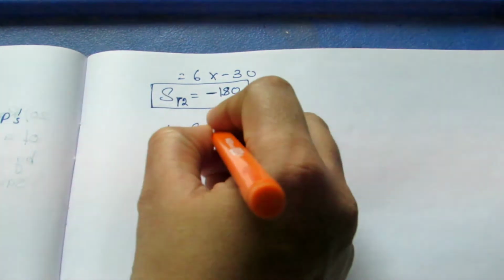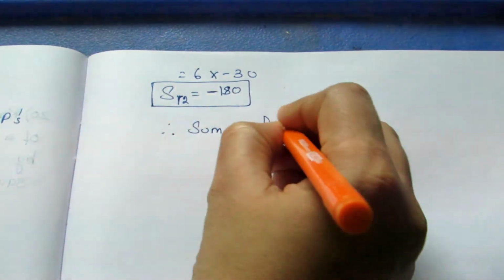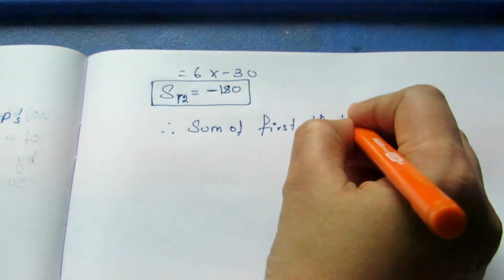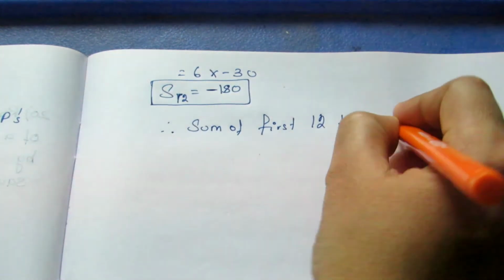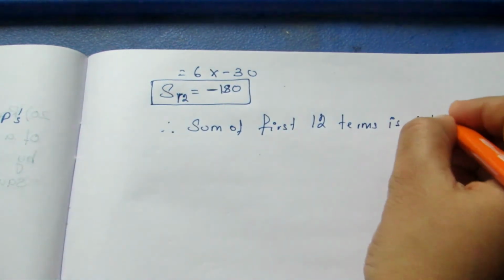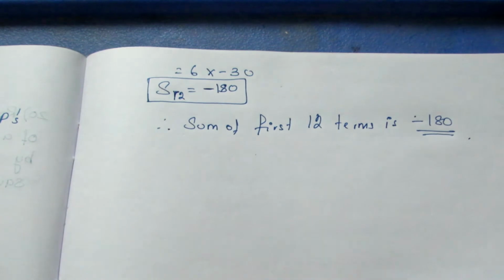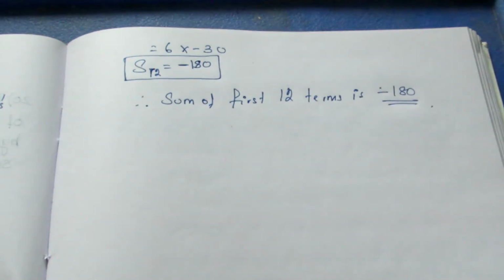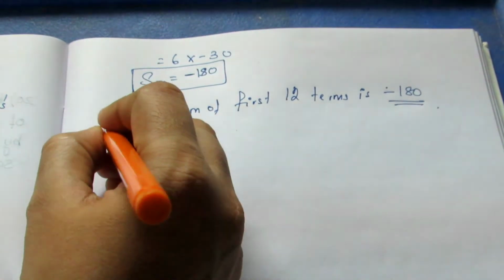Therefore, sum of first 12 terms is minus 180. Be careful with the sign. You need to write the sign. It is minus 180. We'll move on to the third one.